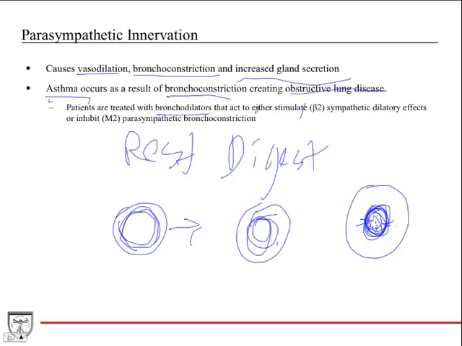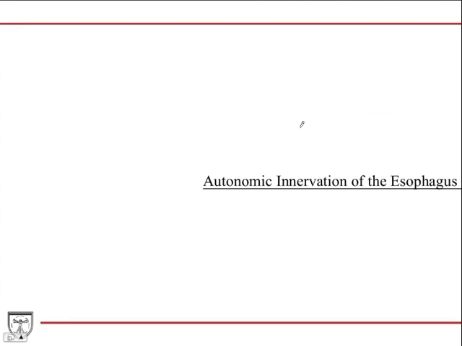The bronchodilators will act to either stimulate the beta-2 or sympathetic dilatory effects. So these drugs either act to stimulate the sympathetic effects, which will bronchodilate, or they inhibit the M2 receptors, which are parasympathetic receptors, and so they inhibit the parasympathetic bronchoconstriction. So you would either inhibit this contraction or stimulate sympathetic effects. And by doing this, these drugs would also inhibit parasympathetic stimulation of gland secretion as well.